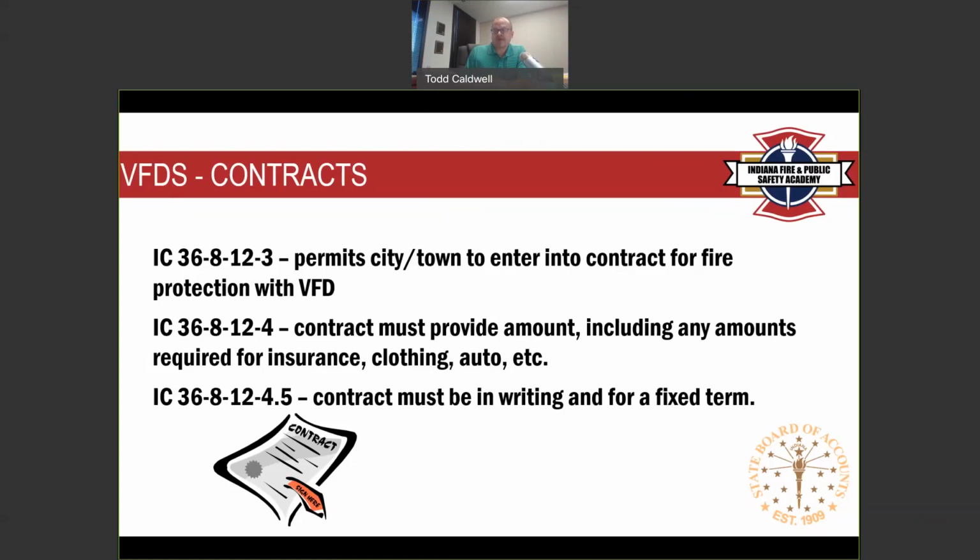And new in July of 2019, Indiana Code 36-8-12-4.5 requires such a contract to be in writing and for a fixed term, whether it's 1 year or not.